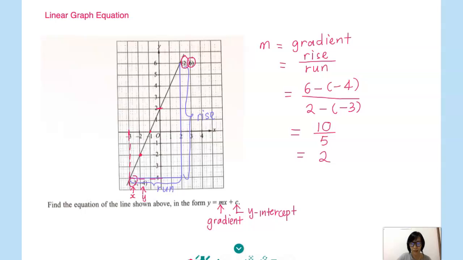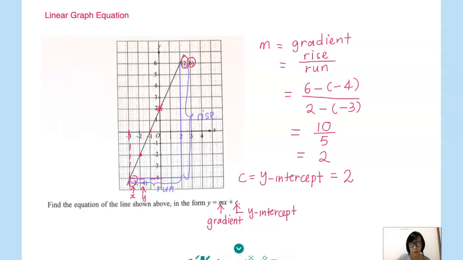Second part is to get the y-intercept. The y-intercept is equal to the y value when the line cuts the y-axis. So it's right here. Therefore, the y-intercept is equal to 2. So this is actually c, just so that you know. c is the y-intercept.